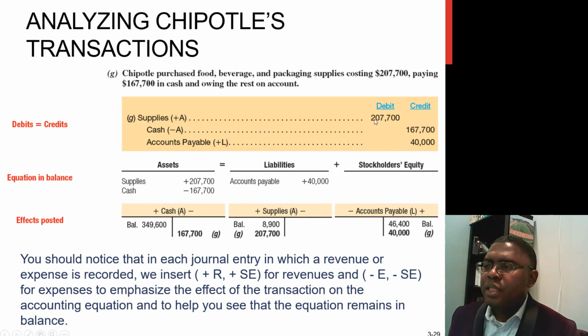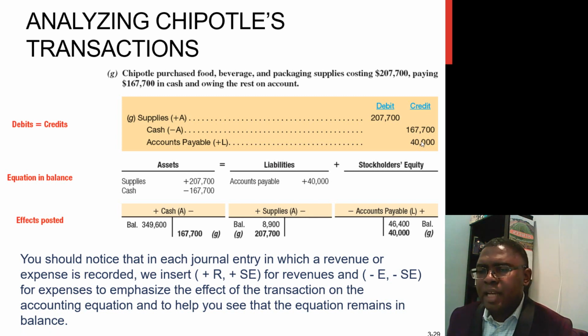And the remainder, which is the difference between the 207,700 and 167,700, is $40,000. And that $40,000 is accounts payable. Accounts payable is a liability. So liability is going to increase for this company because the company is owing another business. Increases in liability takes a credit balance. So this is how we are going to journalize this transaction.